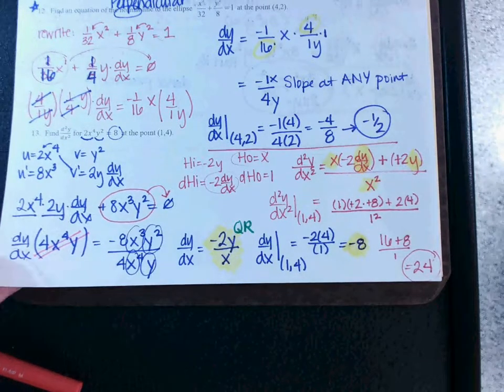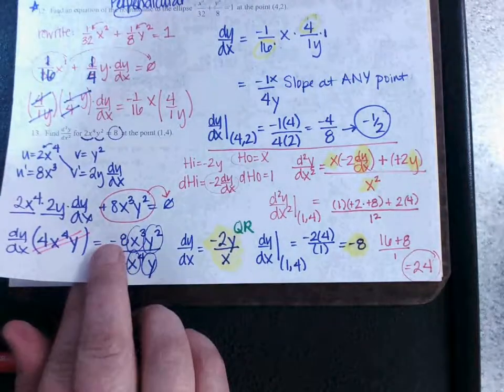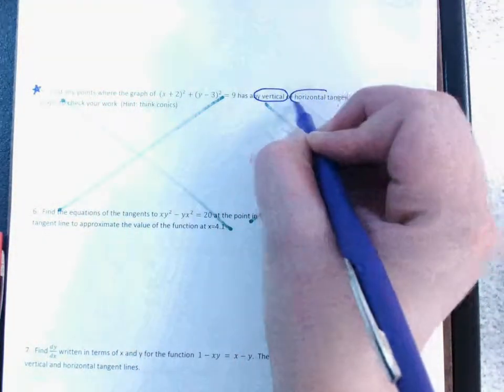Alright, now the one other question that I was going to do for you is number 5. So if you'll flip back to number 5. I crossed out the graphs on the front, so that's why there's like a weird X in the middle of my paper. So it says find any points where the graph has a vertical or a horizontal tangent.